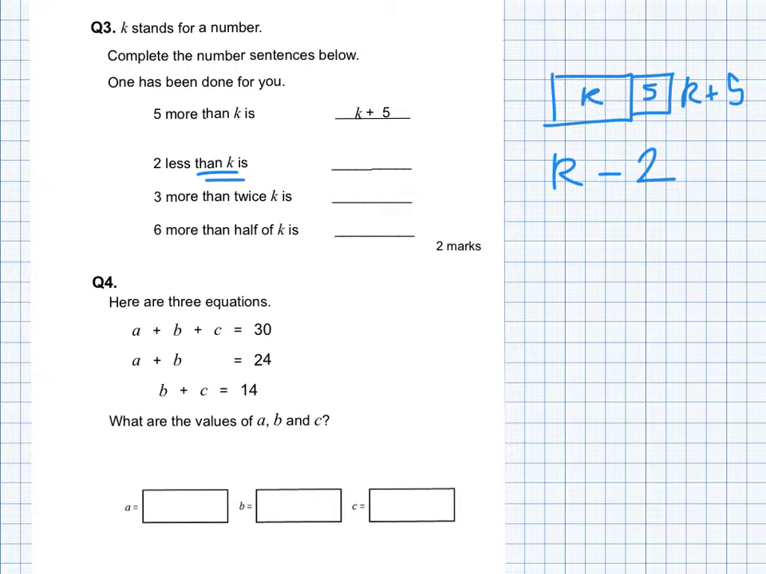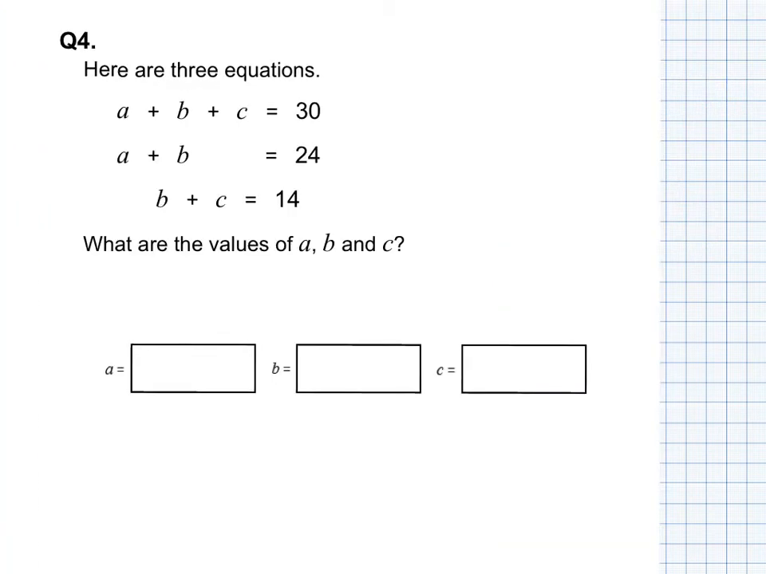So now we're going to look at 3 more than twice k. I'm going to look at the bit that's a bit confusing at first. Well, twice k would be 2 lots of k. 3 more than that, I would add 3. So for the last one, I'm going to leave you to do it a little bit. But 6 more than half of k. So we know 6 more would be adding 6. So how would I show half of k with algebra? What would I do to k to find half of it? Finally, on to the last one.